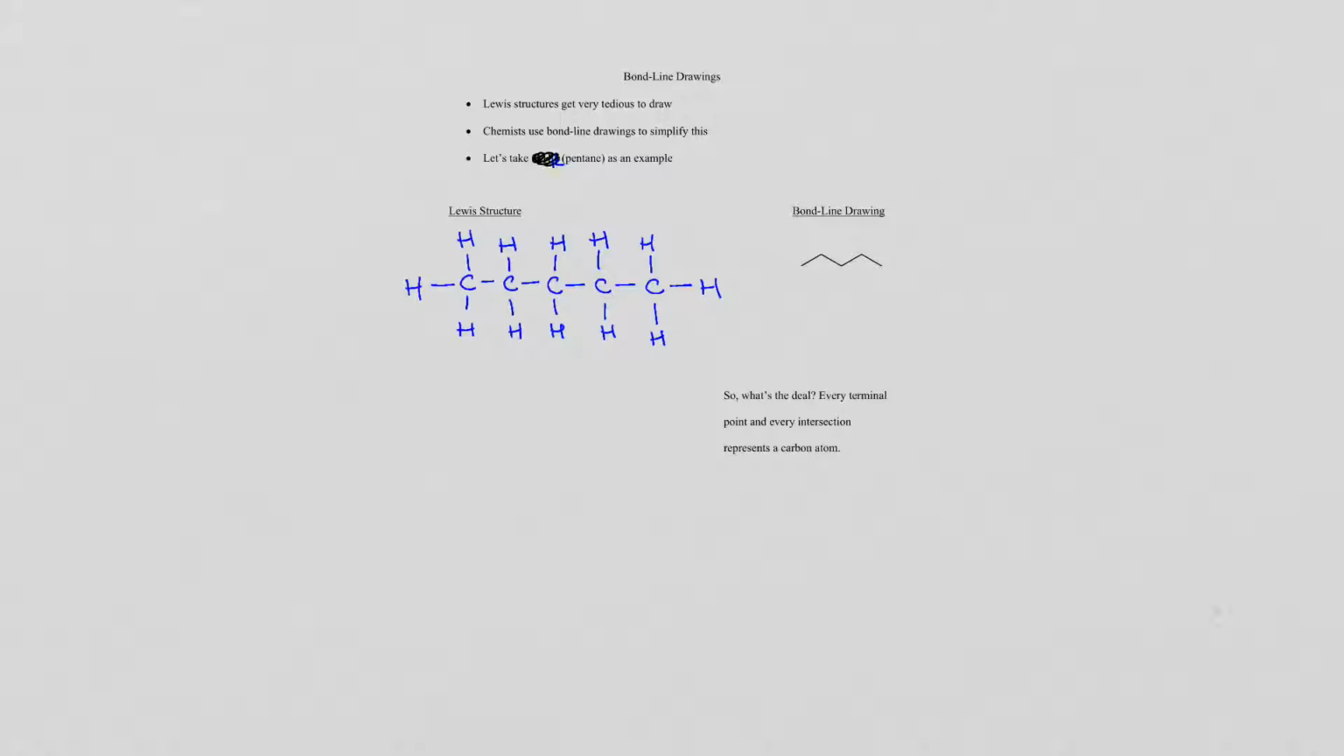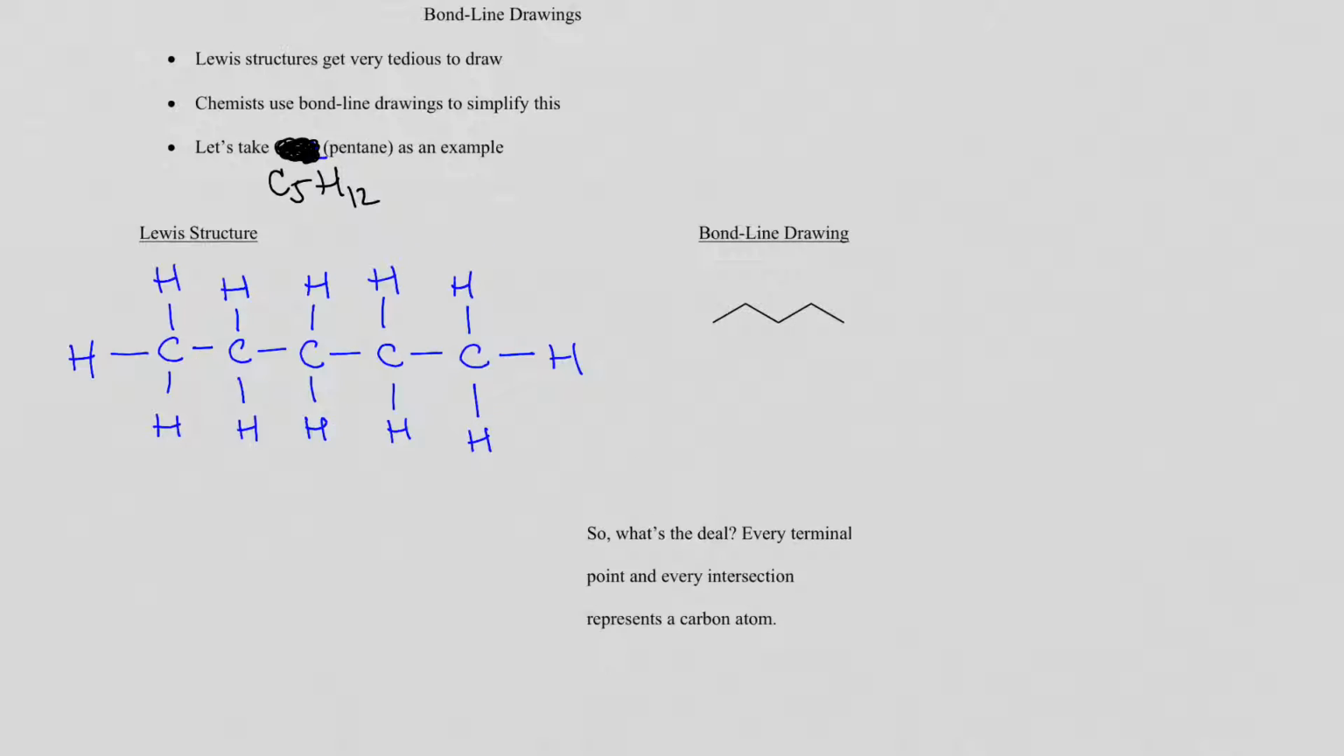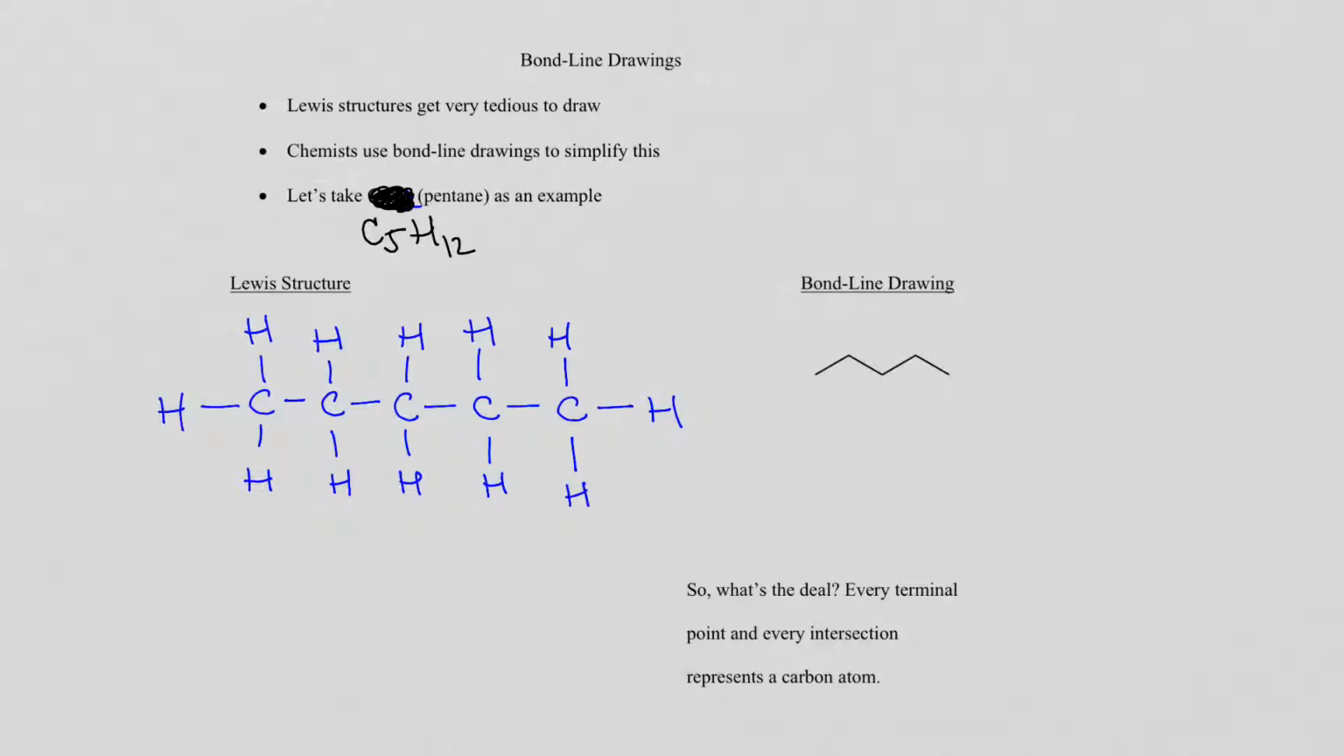I'll even black that out right there and say C5H12. Right? So in organic chemistry, we don't use all these Lewis structures because it would get really tedious to draw out carbon atoms and bond all the hydrogens to them every single time. So we use instead what we call bond line drawings.